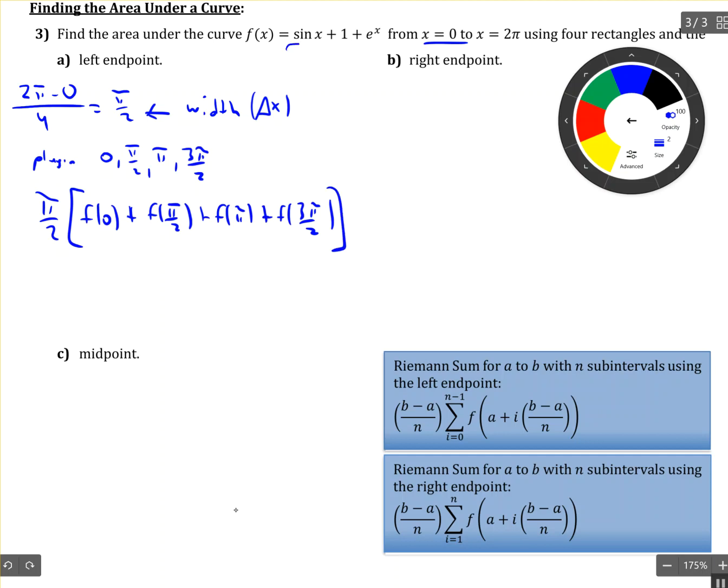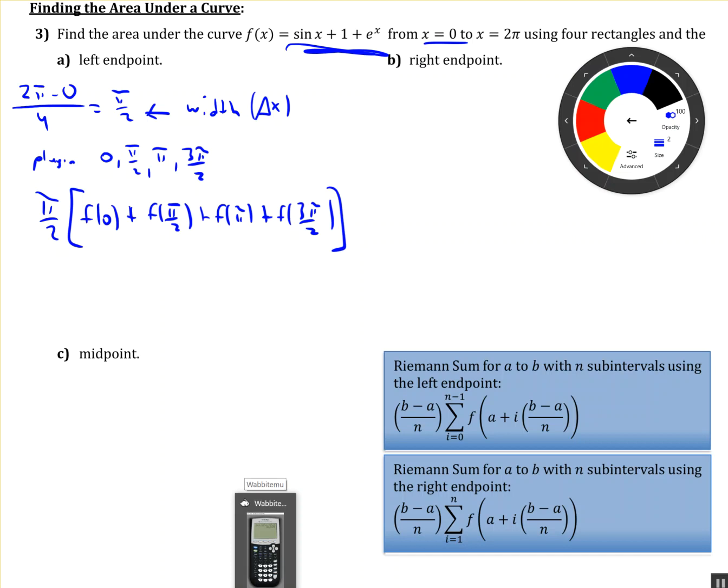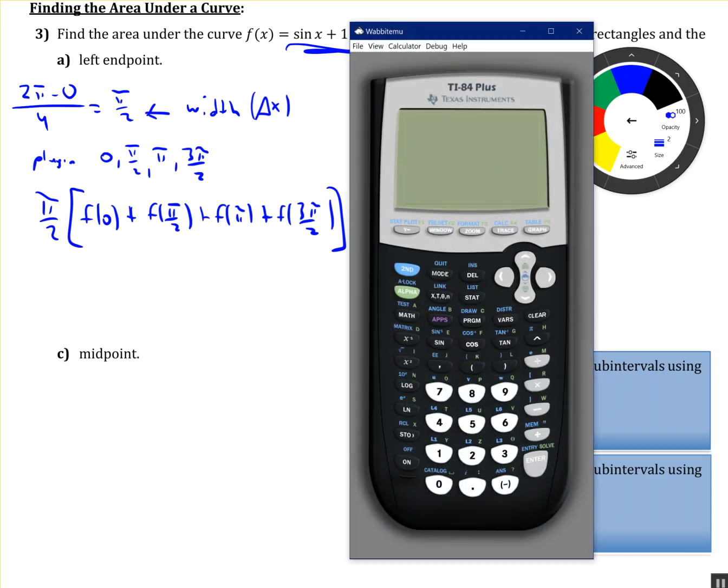So it doesn't matter how messy this function is. That's the reason why I'm doing this one. The process is still going to be the same. It's just sometimes we might have to use a calculator. So let's go ahead and plug it all in.